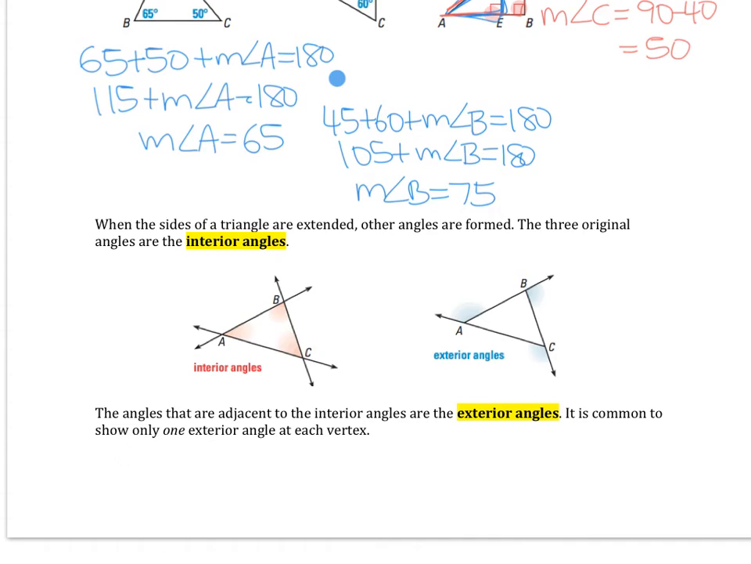Now we're going to work with what's called the exterior angles. The angles formed if you extend the three original sides. Okay, they are next to the interior. So if I have those exteriors there and I highlight my interiors again, you see they're right next to. Okay, and we just usually show one exterior angle at each side.